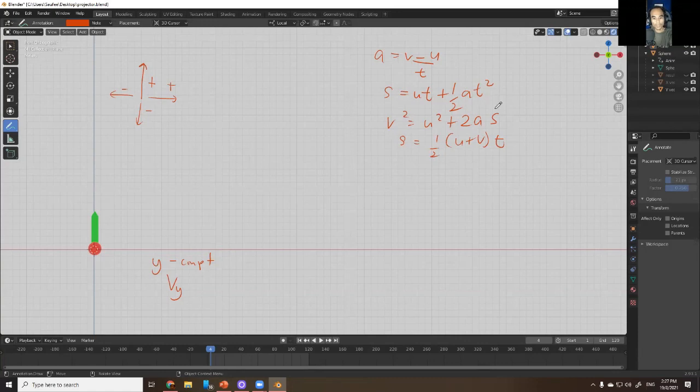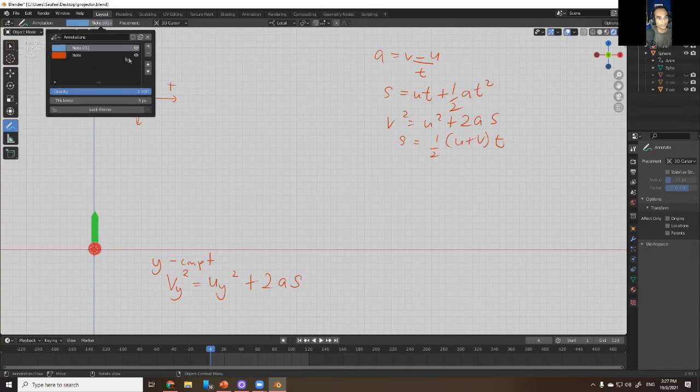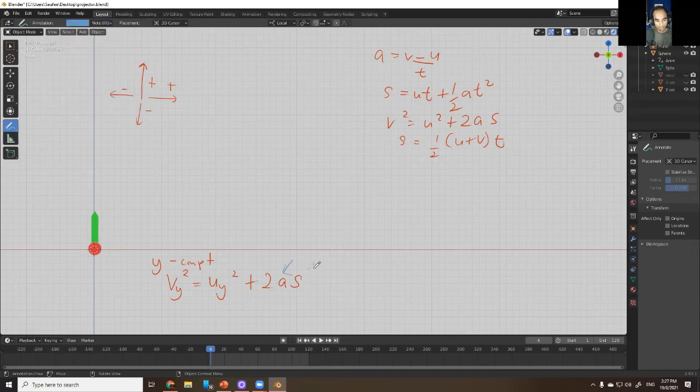So Vy. Which one should you use? We should use V squared equals U squared plus 2AS, right? So now we're talking about the Y component. Okay, now I'm going to use another color. A and S over here should be changed, because we are talking about the Y component.